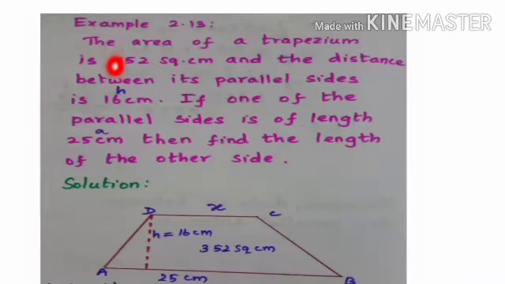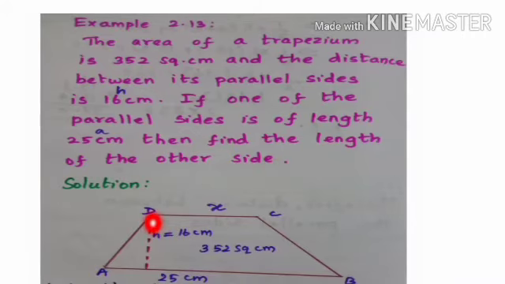Here example 2.13. The area of the trapezium is 352 square centimeter. Here the area of the trapezium is given. And the distance between its parallel sides is 16 centimeter, which is the height of the trapezium. That is, the distance between the parallel sides is h. It is given as 16 centimeter. If one of the parallel sides is of length 25 centimeter, so let it be a, or the length of AB, then find the length of the other side.